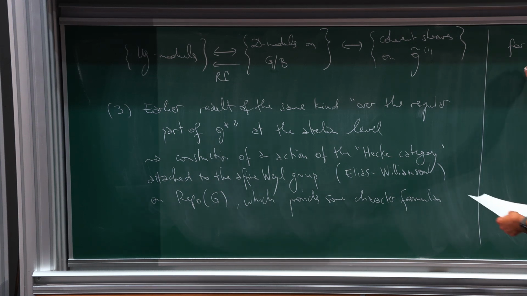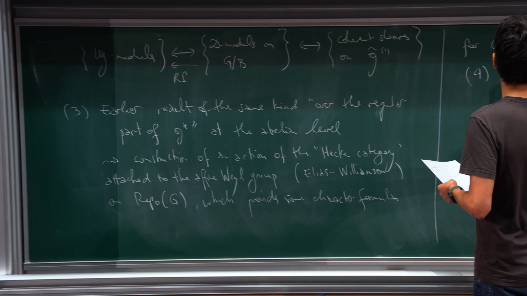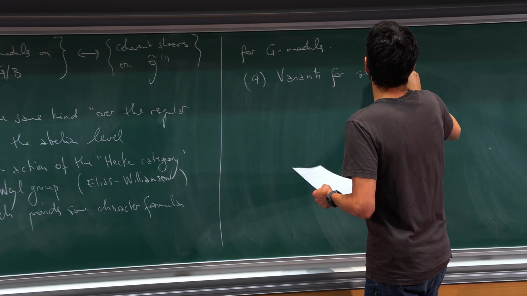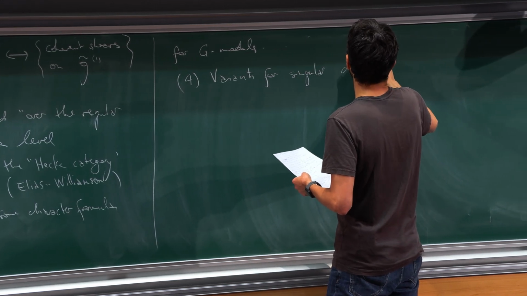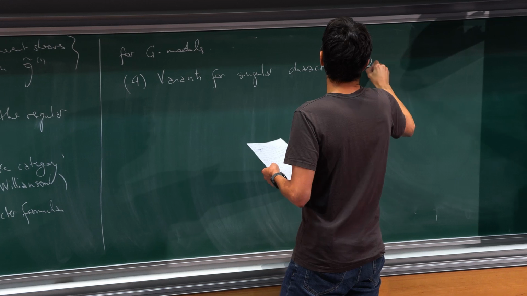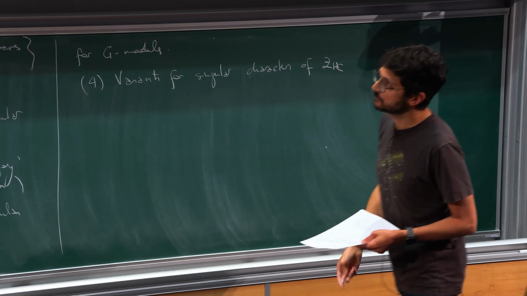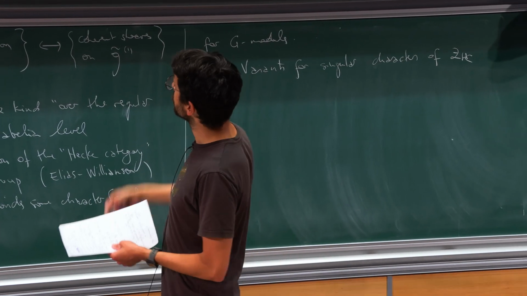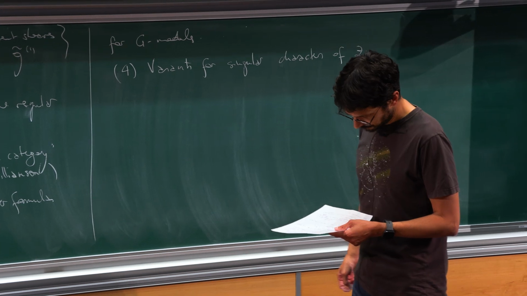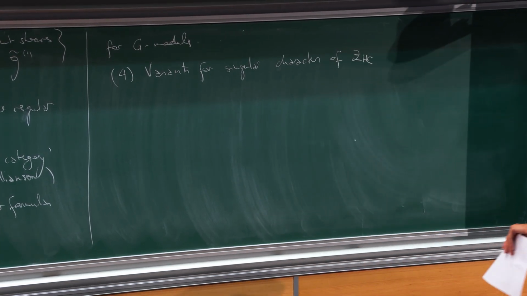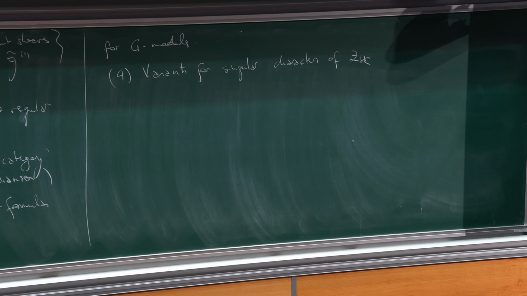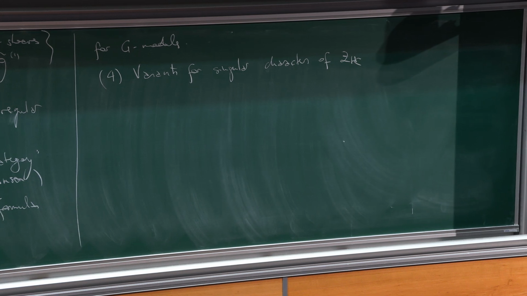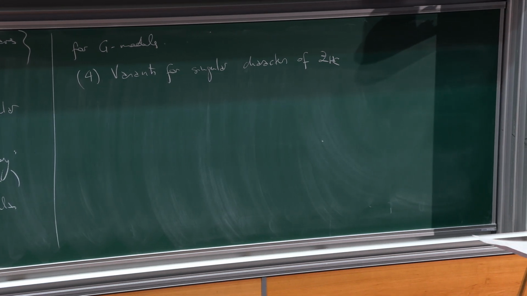And the final remark is that there are variants for singular characters of the Harish-Chandra center. So I restricted to the case lambda equals 0 in order to simplify the setting a bit, but there are versions also for singular characters. So that's what we have about the coherent side, the coherent description of these categories of Harish-Chandra bimodules.